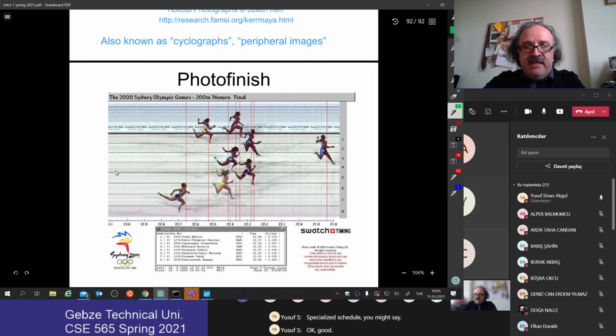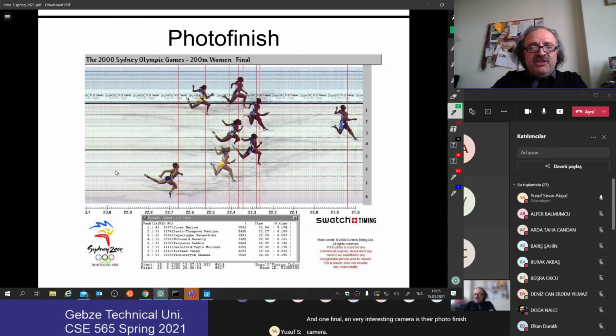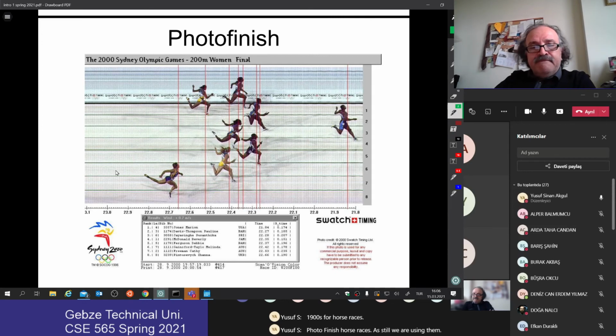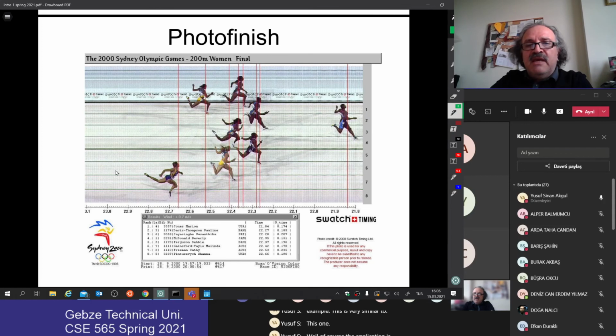And one final and very interesting camera is the photo finish camera. Photo finish cameras are very old. In fact, they were invented at the beginning of the 1900s for photo finish horse races, and we still use them to find who has finished the race first and what are their times. And this is an example. This is very similar to this one, but of course the application is different. Again, this is like a scanner camera. It is taking one-dimensional images.